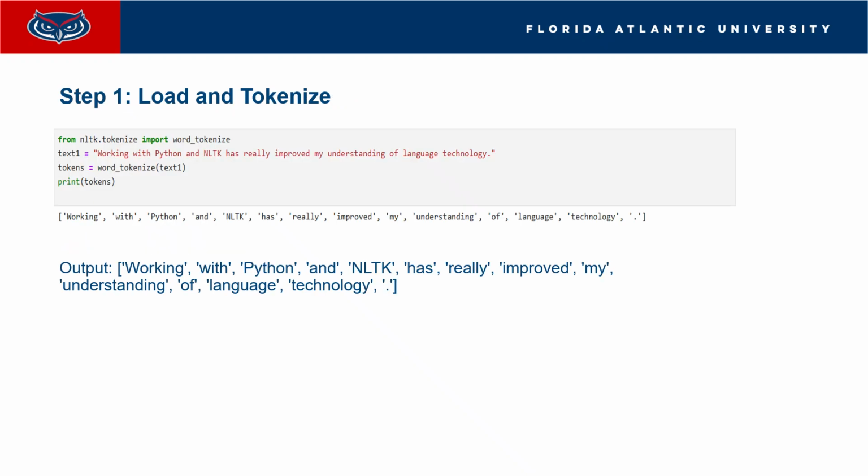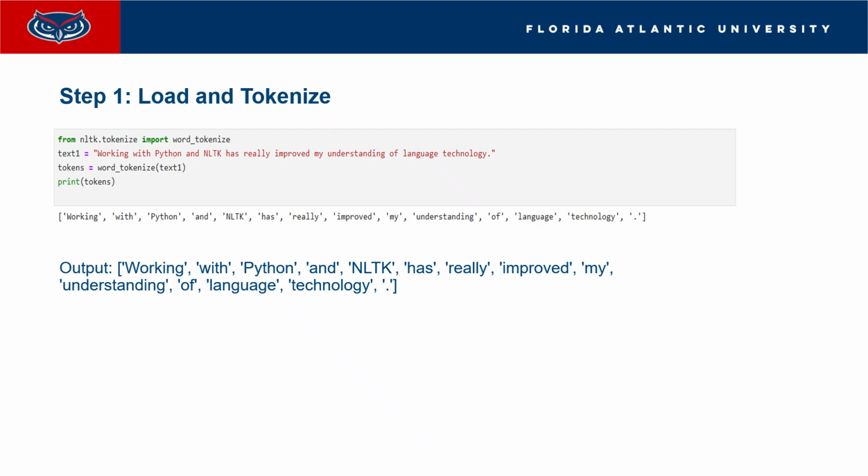Step 1, Load and Tokenize. Here, we begin with a simple input sentence like "Working with Python and NLTK has really improved my understanding of language technology." This is just plain text, unstructured, as it would appear in an email or social media post. And then tokenization, which breaks down the sentence into individual words or tokens. So we get, right from the beginning, "working" to the last full stop.